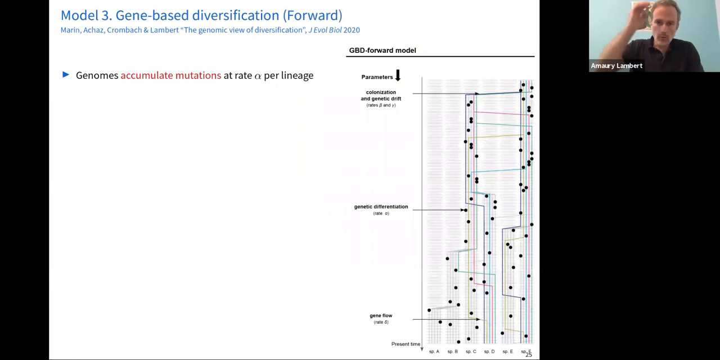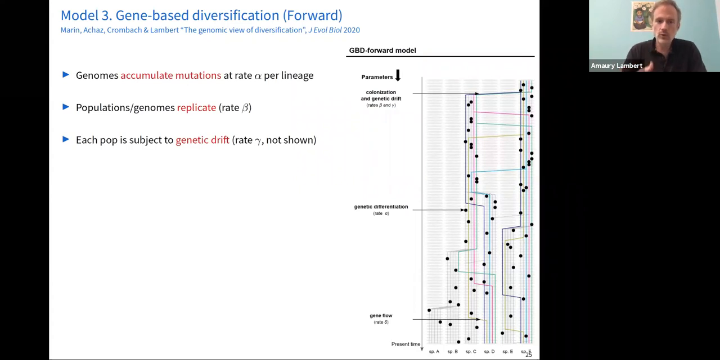And so in this paper that has appeared recently, thanks to the work of a very talented postdoc, Julie Marin, we have studied the models, and especially we have come up with an inference method, which I will not talk much about, but here I'm talking about probabilistic modeling, right? So let me show you the two models. The model forward in time tells you that you have this extinction and recolonization of population, but also genomes accumulate mutations at rate alpha per lineage. As I said, the genomes replicate at rate beta.